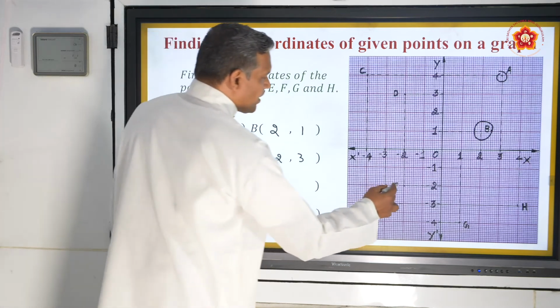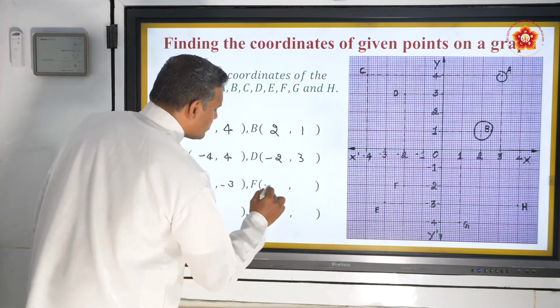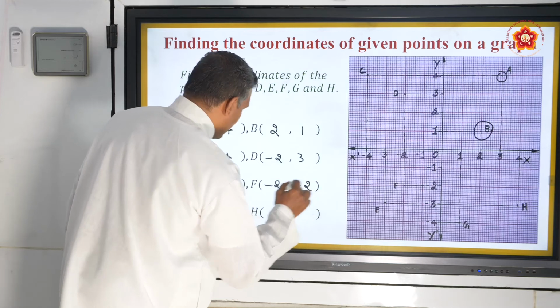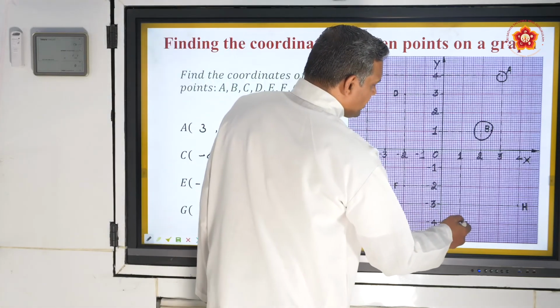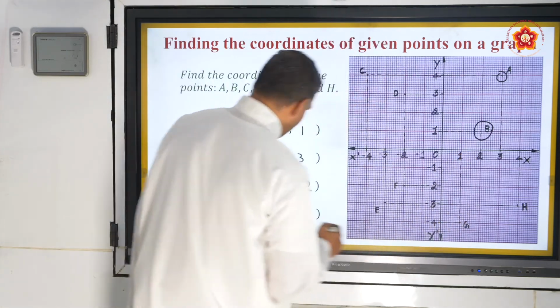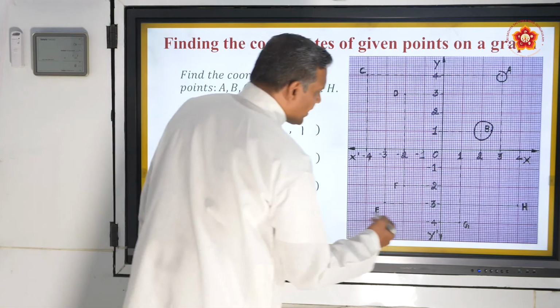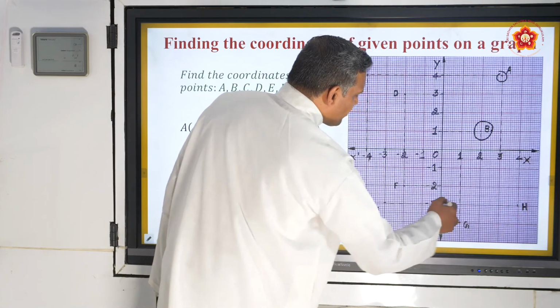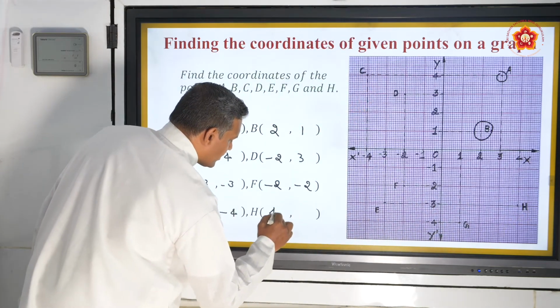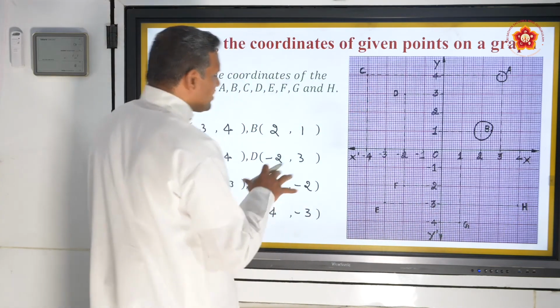Come to F. What is F? Minus 2, minus 2. So minus 2, minus 2. And what is G? So G is first 1 and minus 4. 1 comma minus 4. And H you see, this is 4 comma minus 3. 4 comma minus 3. Here also you can see the pattern.